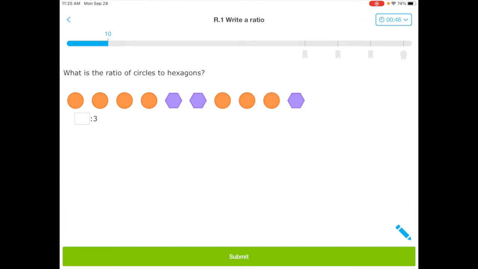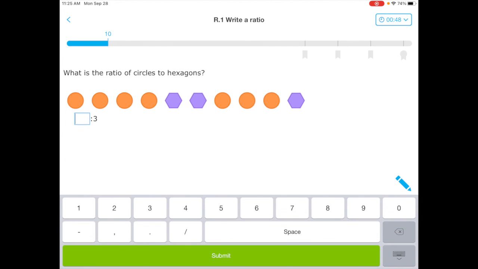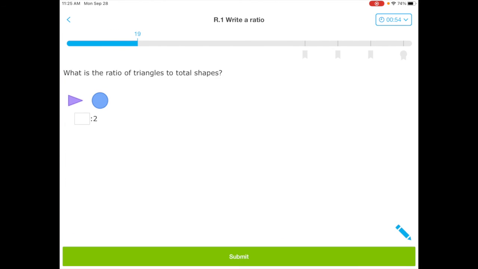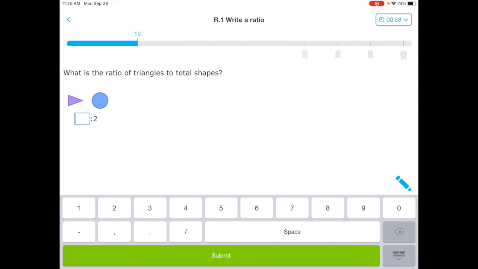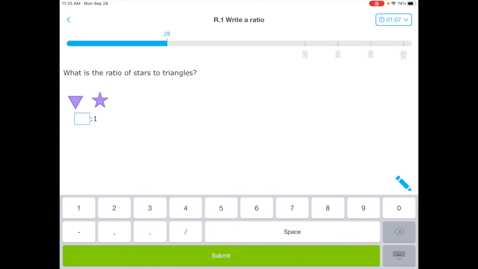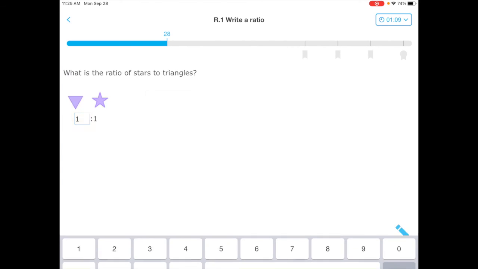What's the ratio of circles to hexagons? I already got us hexagons. Let's take a look at the circles. There are 1, 2, 3, 4, 5, 6, 7. Triangles to total shapes. Okay, and again, you got to know and understand what they're asking for. There's 1 triangle. There are 2 total shapes. There's a 1 to 2 ratio. Stars to triangle is 1 to 1.